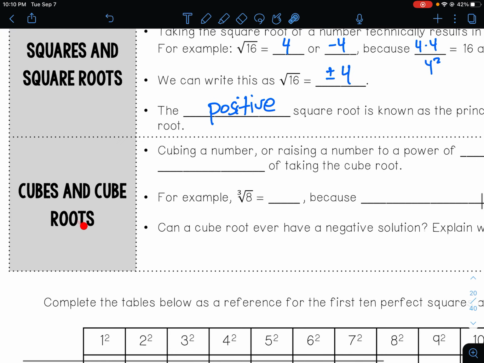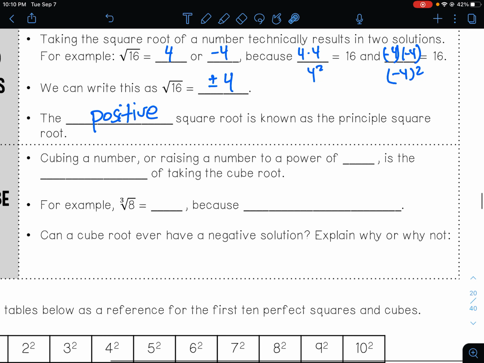Let's talk about cubes and cube roots now. Cubing a number, or raising a number to the power of 3, is the opposite or inverse of taking the cube root. So raising a number to the power of 3 is cubing a number, and then taking the cube root is the opposite of that. So it's like a square root except with cubes.